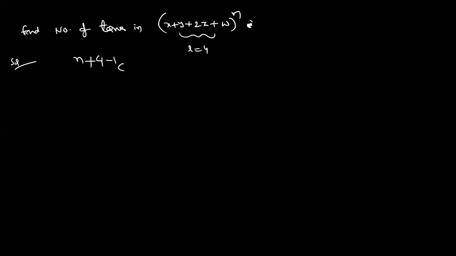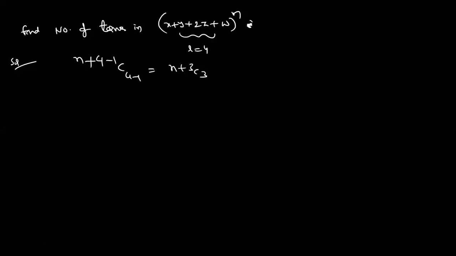Number of terms in x plus y plus 2z plus w whole power n. What is the answer? Anyone? n plus, what is the r value? n plus 4 minus 1 C r minus 1. So n plus 3 C3. That is the answer.